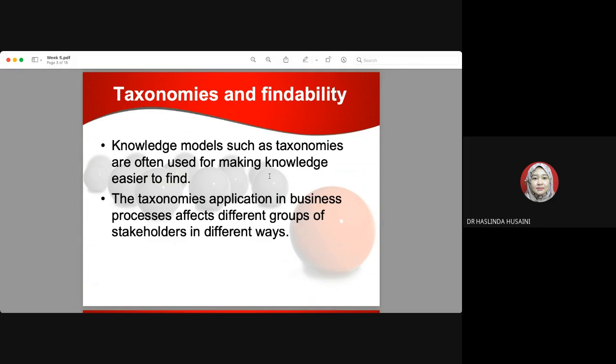So the taxonomy application in business processes affects different groups of stakeholders in different ways. Therefore, searching strategies ni ataupun retrieval strategies might be different, depending on the nature of the organization and also the stakeholders.